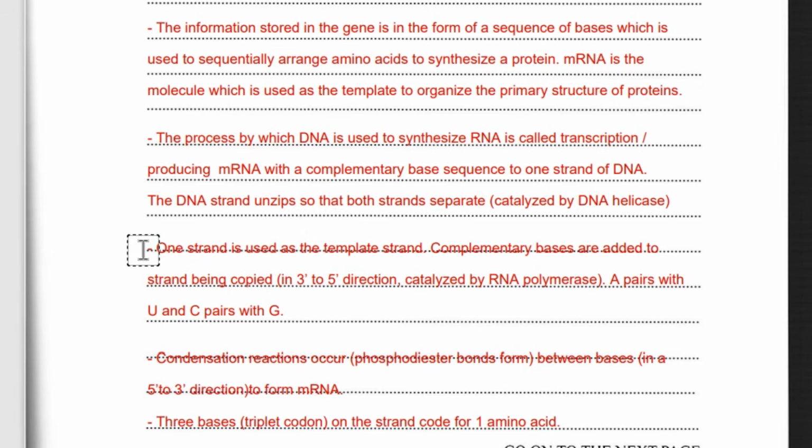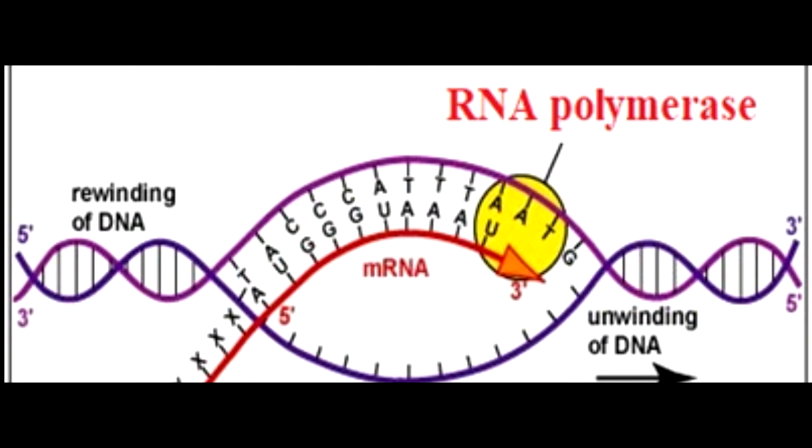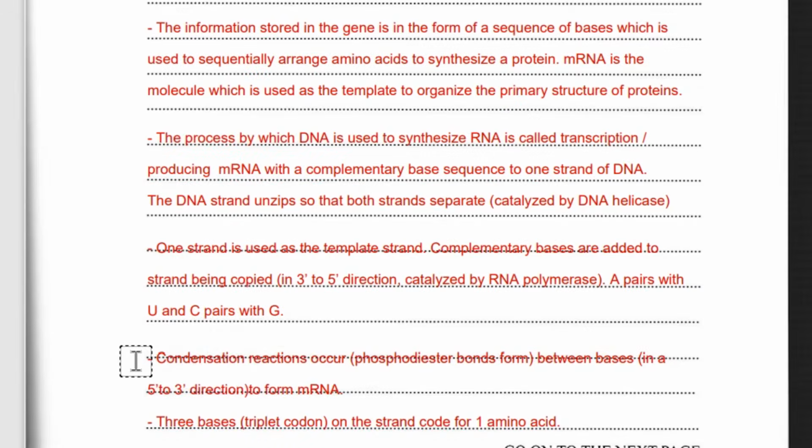One strand is being used as a template strand, so the mRNA is being built off of one strand of DNA, and complementary bases are added to the strand, and this is copied in a 3 to 5 prime direction, catalyzed by RNA polymerase. This is just the enzyme that builds the RNA polymer. A pairs with U, apple under the tree, and C pairs with G, car in the garage. Condensation reactions occur, which allow phosphodiester bonds to form between the bases to form the mRNA, and this is formed in the 5 prime to 3 prime direction.